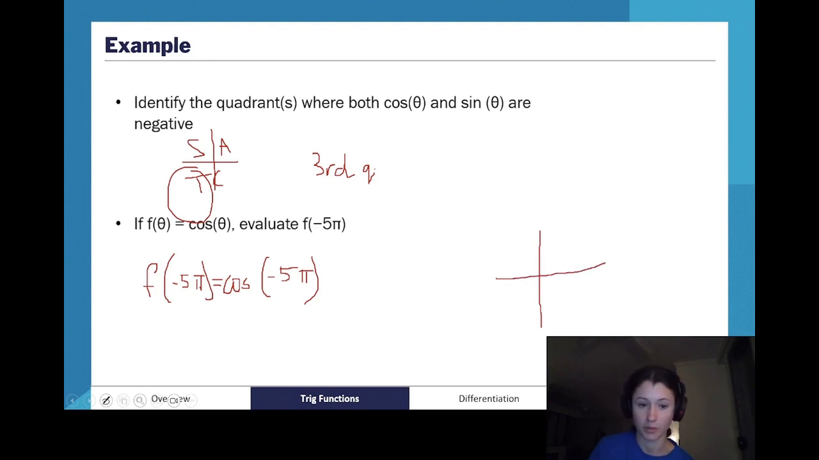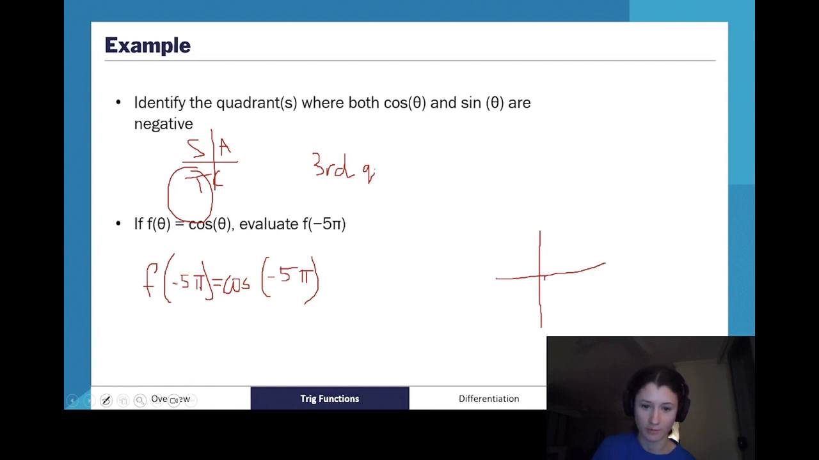So I'm going to draw a unit circle. We have negative 5 pi here. Because it's a negative, it means we're actually going to be going in the opposite direction. So instead of going anti-clockwise from the positive x-axis, we're going to be going clockwise, because again, we have that negative out the front. So we're going to be going around this way. So this is 2 pi, 4 pi. So I'll draw that a little better.